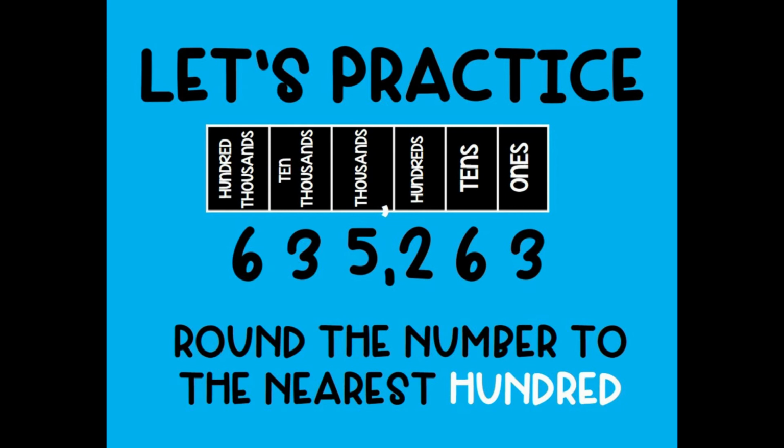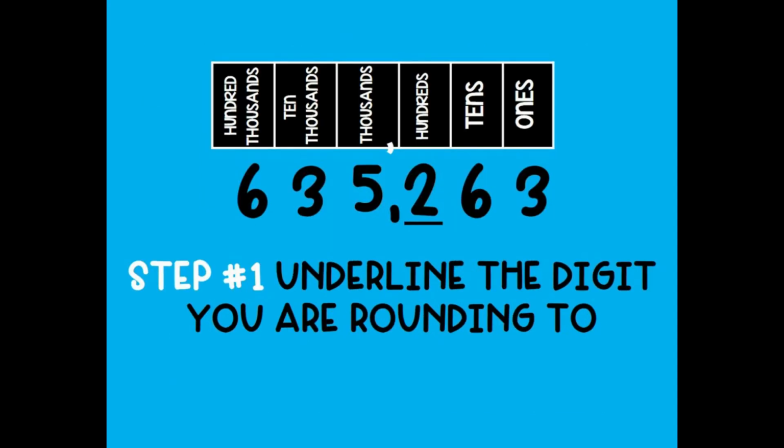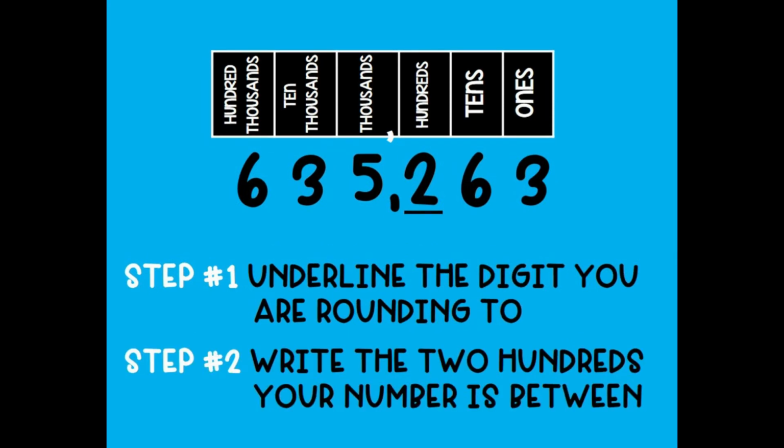Let's look at the same number but round it to another place. First, we need to know what place we are rounding to. The directions say round the number to the nearest 100. So step 1, know your place and underline it. Step 2, write the two values. The number is in between.